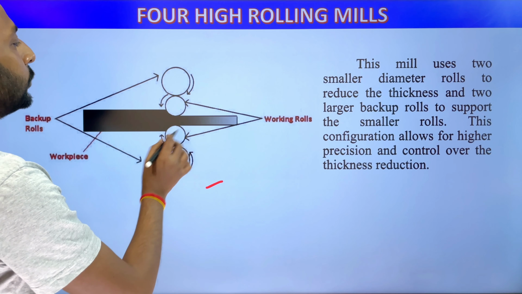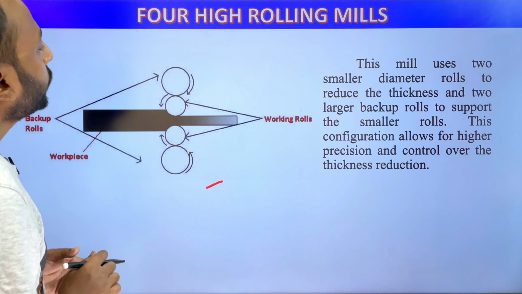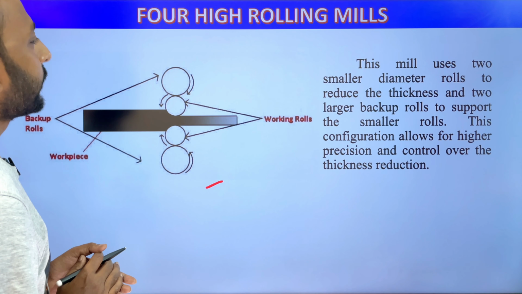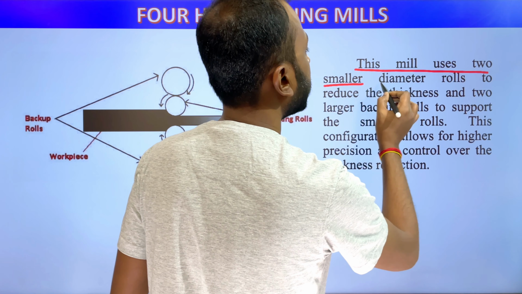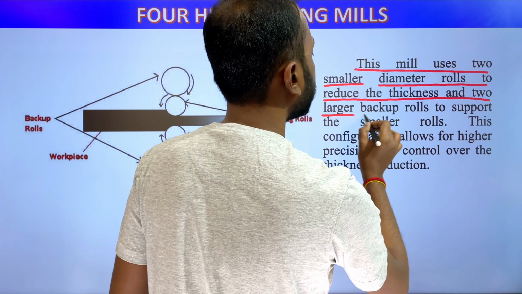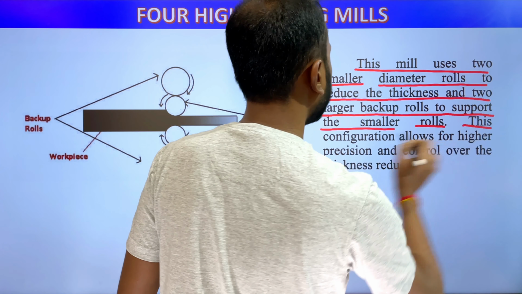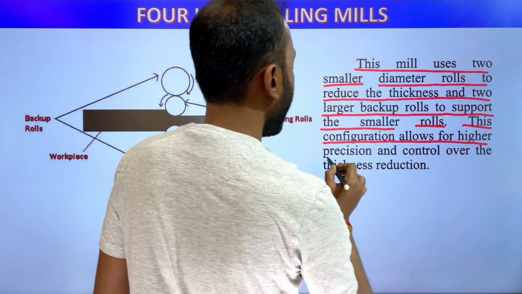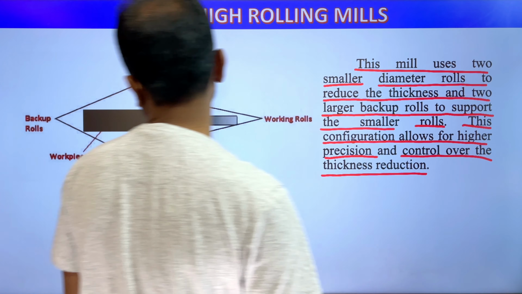Here 2 rolls are working rollers and the other 2 rolls are backup rollers. This mill uses 2 smaller diameter rolls to reduce the thickness and 2 larger backup rolls to support the smaller rolls. This configuration allows for higher precision and control over the thickness reduction.